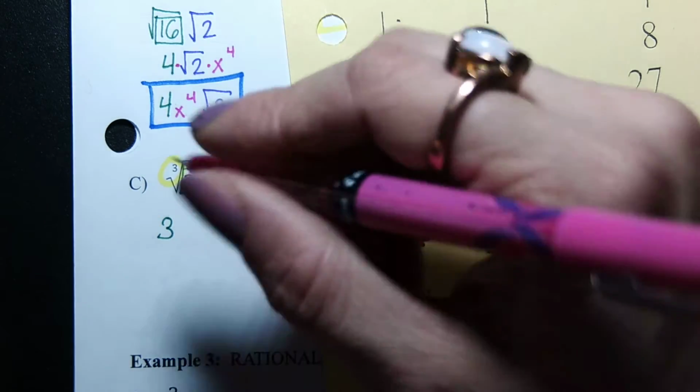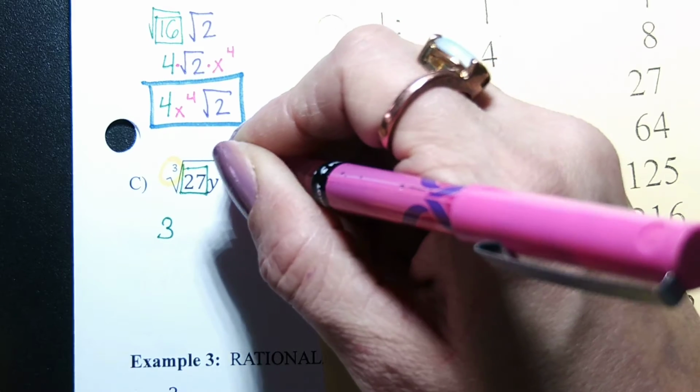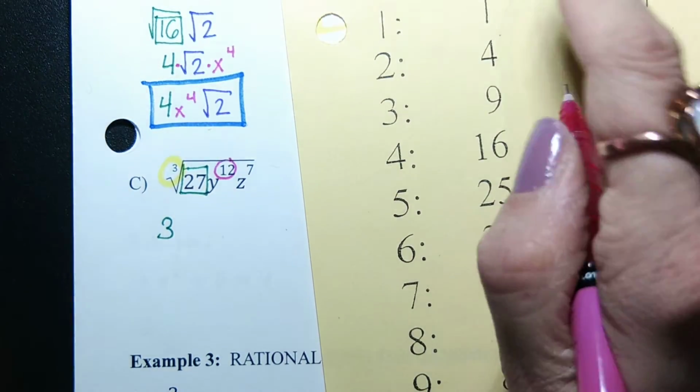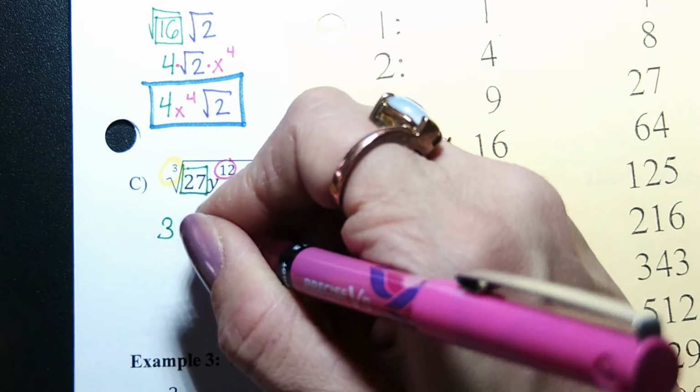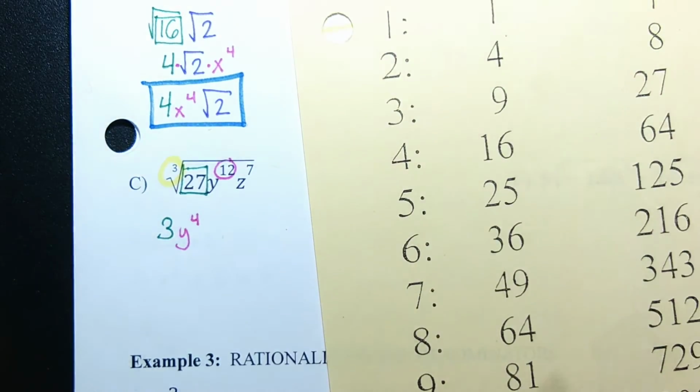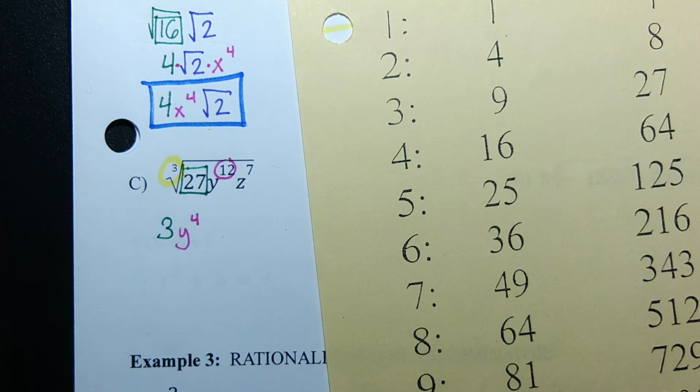Then I look at my y's. I've got y to the 12th, so we're rooting, so we divide. Power divided by index gives me y to the 4th on the outside. Now z to the 7th. Ooh. Z to the 7/3. Do we like that? No. We're going to get into fractional exponents a little bit later in this unit. But as far as simplifying goes, z to the 7/3 does not look great.